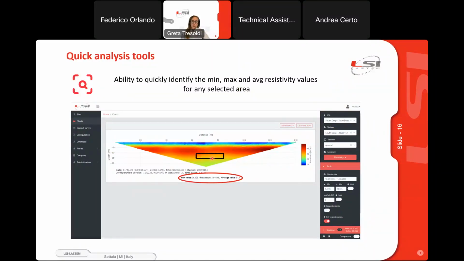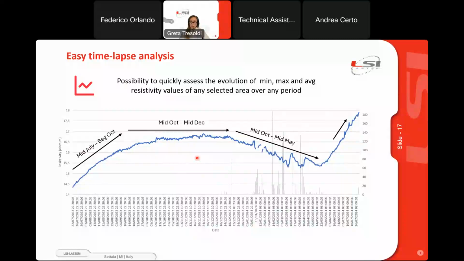Visualizing the data, is it possible to make some quick analysis? So select an area and retrieve the minimum, maximum, and average value in the section. We have then another part related to time lapse, so more full of options and features. You can select on the map a part of the section and then you will have the graph of the evolution of average resistivity of this particular part of the section over time.